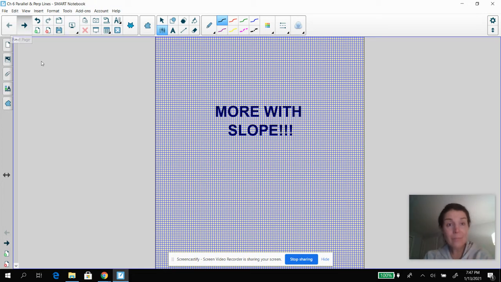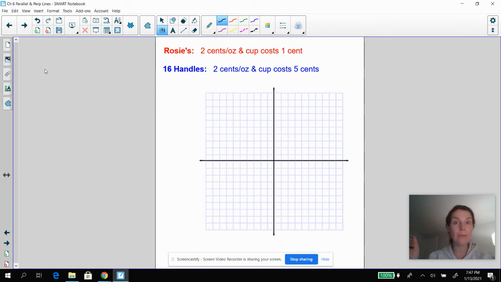So let's say we're back at Rosie's, and I know my classes have been doing this a lot. We've talked about when you go to a self-serve yogurt place, a lot of times they have different pay structures. You always walk in, you pay for your cup first. At Rosie's, your cup costs 1 cent, and then you pay 2 cents for every ounce that you get. And now we have a little competitor in the game.